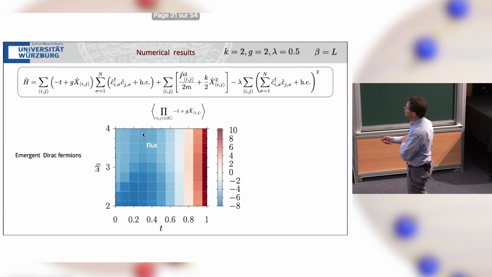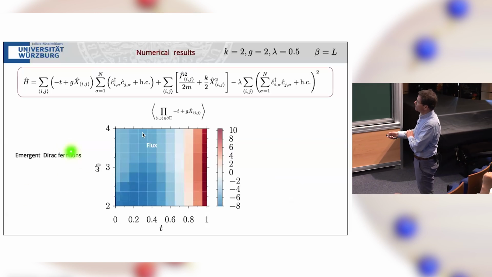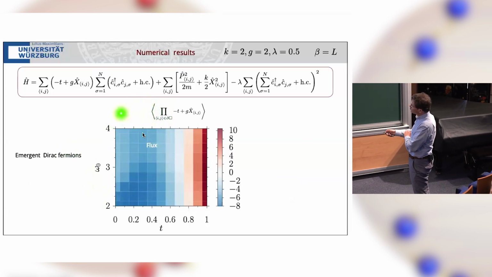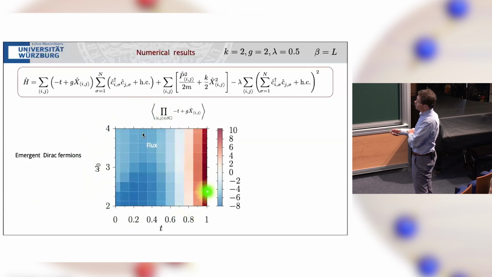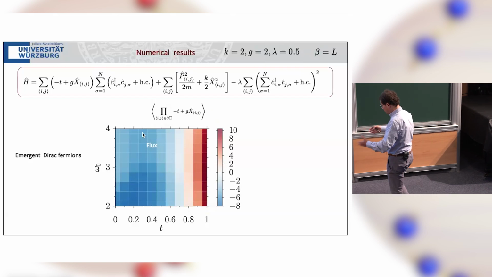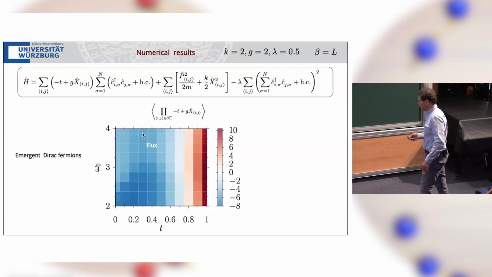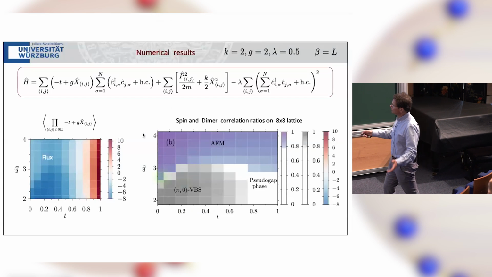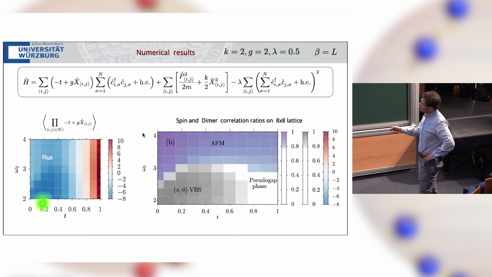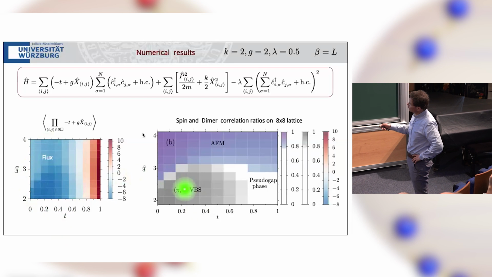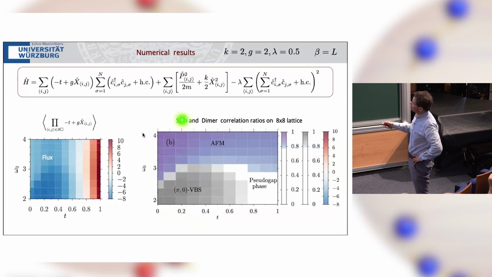So this is the flux phase diagram. You see that we have these pi flux or Dirac fermions over this whole range here. If you go to very large values of t, you go back to a 0 flux, more like a full Fermi sea, something like that. Then in this domain where you have these emergent Dirac fermions, you do have a pi 0 VBS and then an AFM as a function of frequency.